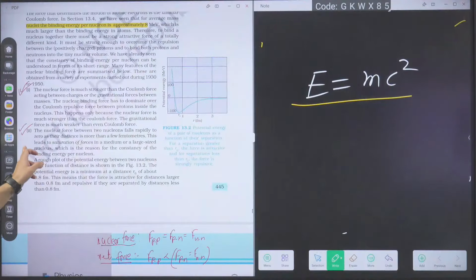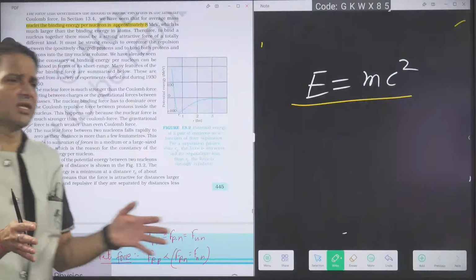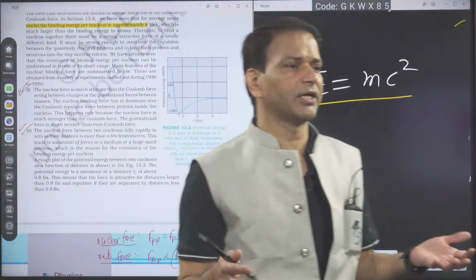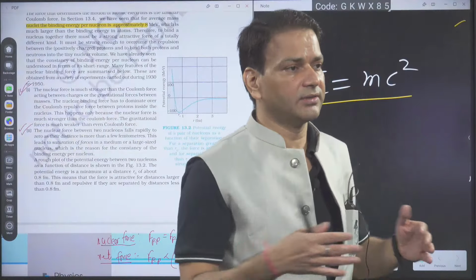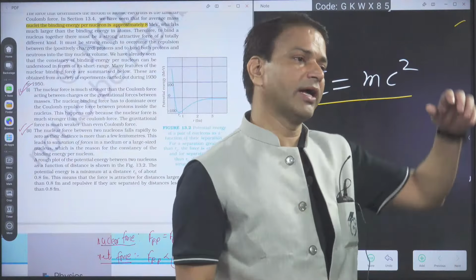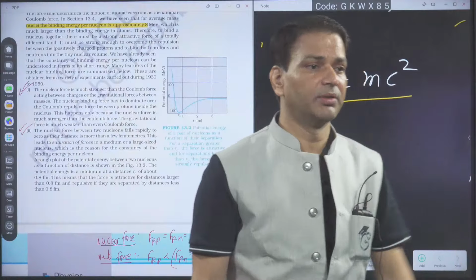Okay. This leads to the saturation of force in a medium of large size nucleus. So when the nuclear size is large, what is happening? Nuclear force is not effective. Why? Because the nuclear size has become big. That's why heavier nuclei are unstable. Okay.